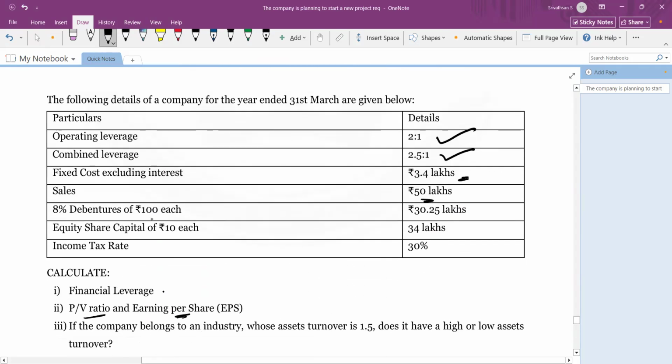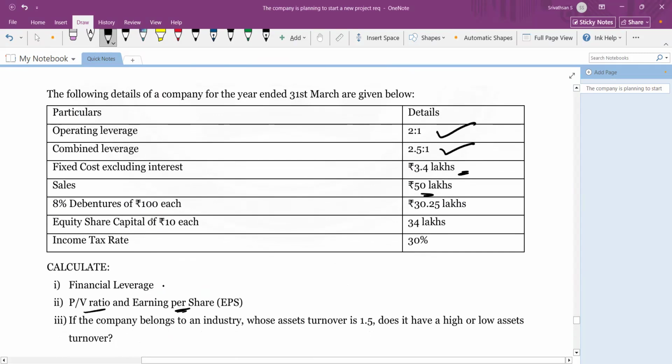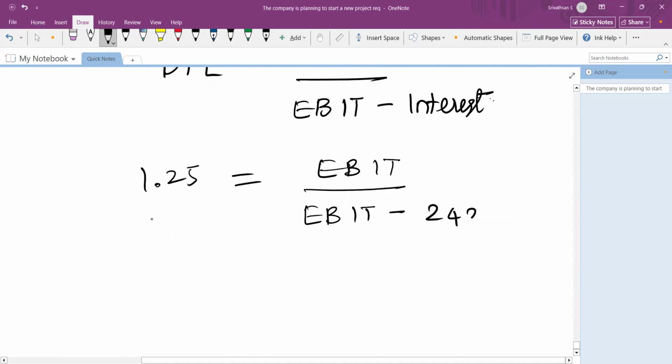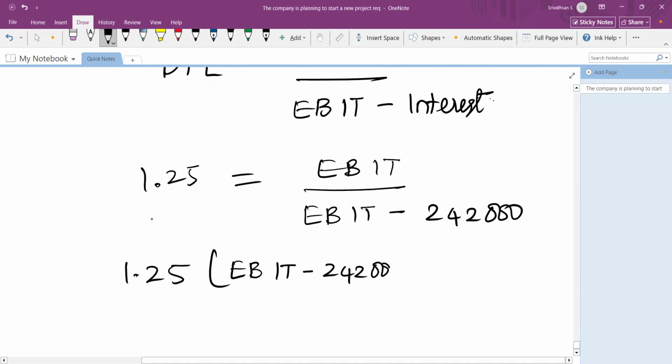What is the amount of interest in this question? The company has borrowed 8% debentures. The total value of the debenture is 30,25,000. So 8% of 30,25,000 gives us an interest of 2,42,000. So EBIT minus interest is EBIT minus 2,42,000. Now let's calculate EBIT: 1.25 into (EBIT minus 2,42,000) is equal to EBIT.